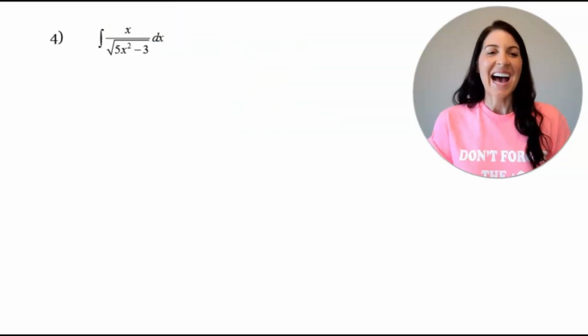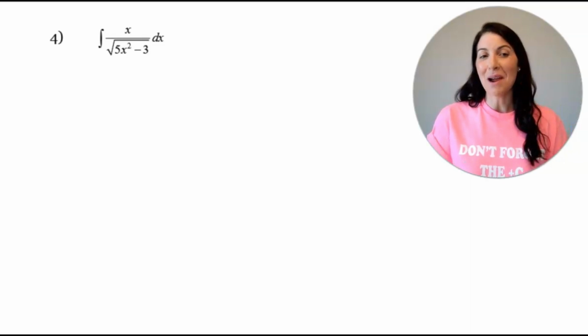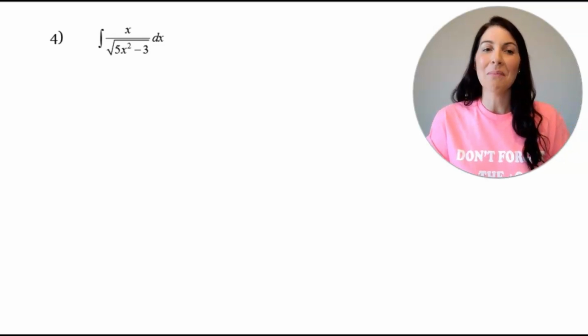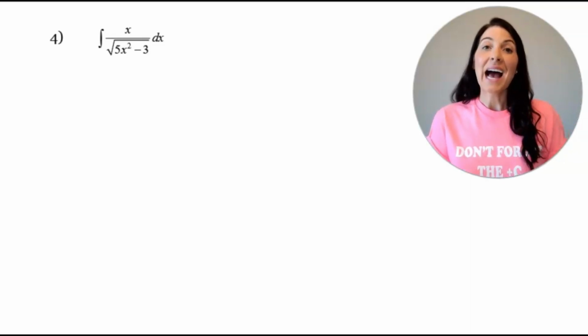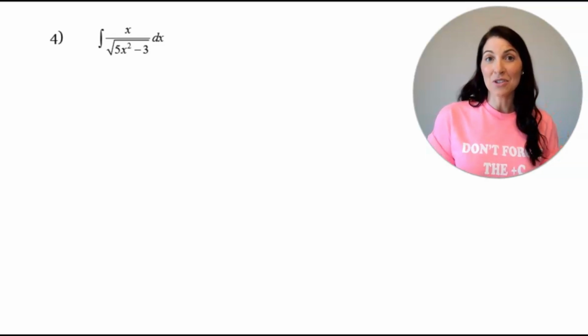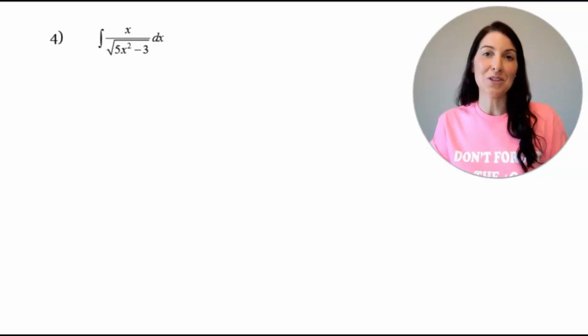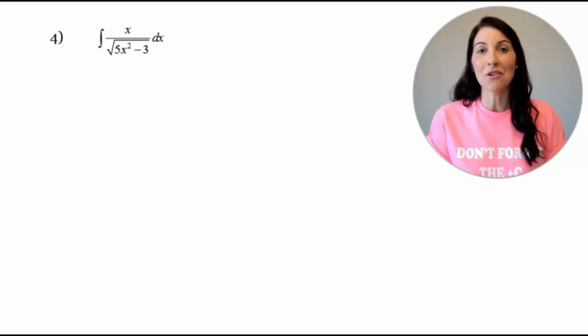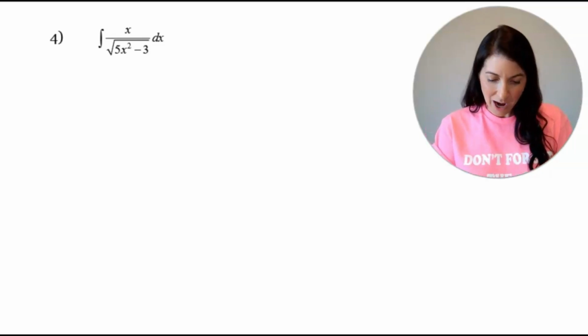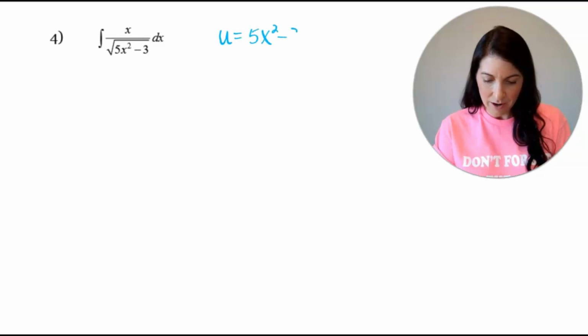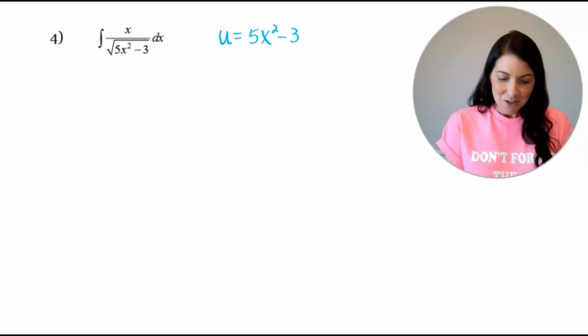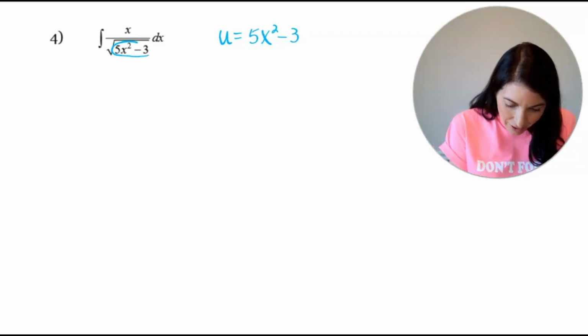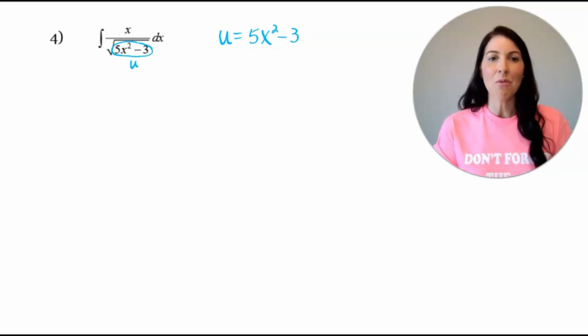Number 4, I have the integral of x divided by the square root of 5x squared minus 3 dx. And a common place you can find your u for u-substitution is going to be the expression underneath the radical. So for this problem, I am going to define u as 5x squared minus 3. So what is underneath the radical right there, I'm going to replace with a u.